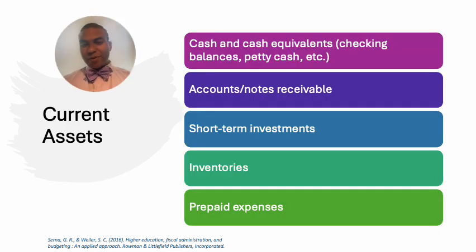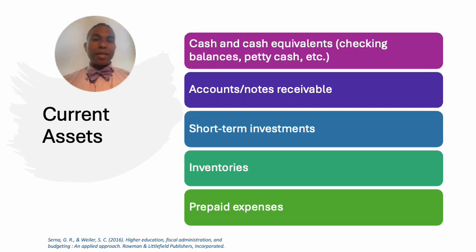So these ratios rely on things like current assets and current liabilities. So what are current assets? Obviously, we talked about the cash and the cash equivalents. That's like things in a checking account balance, petty cash, things of that nature. Accounts and notes receivable, so money that you should be receiving within the next, say, 90 days. Short-term investments like CDs, money market accounts, things of that nature.